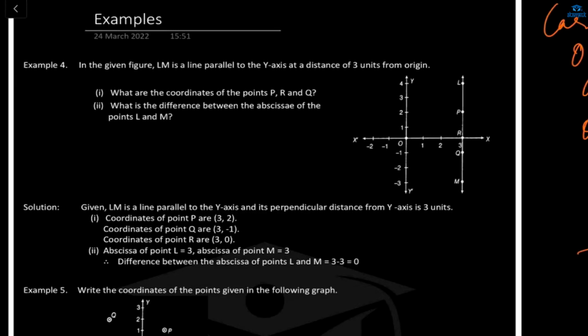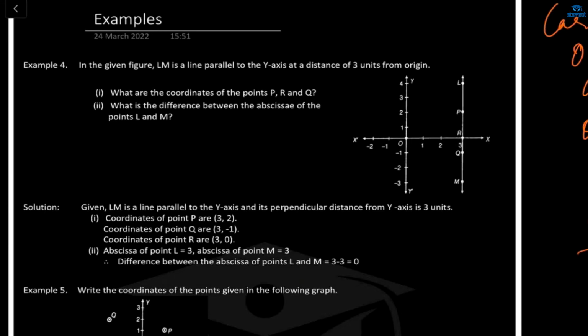In the given figure, LM is a line parallel to the y-axis. You can see there are many points on LM, it is not only a single point. The points L, P, R, Q, M are all there. It is a line parallel to the y-axis at a distance of 3 units from the origin. Now you have to find the coordinates of the points P, R, and Q.